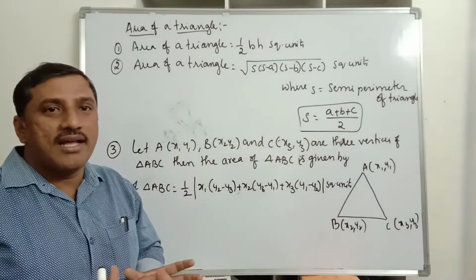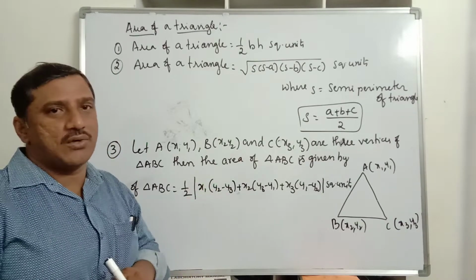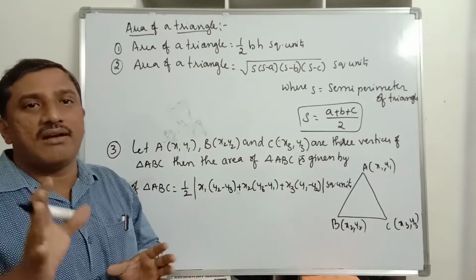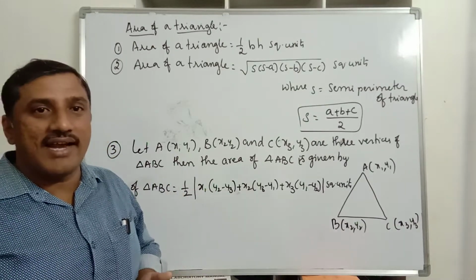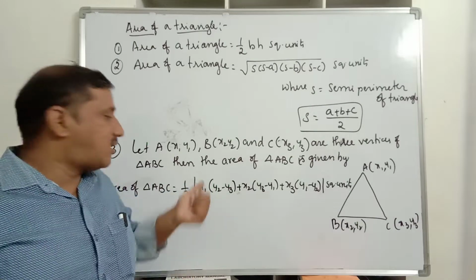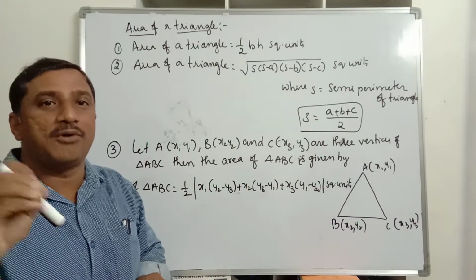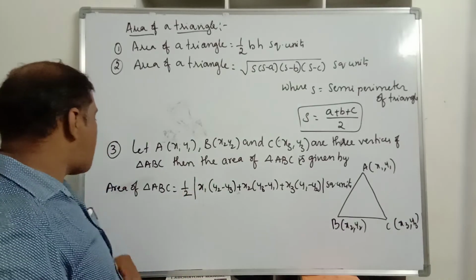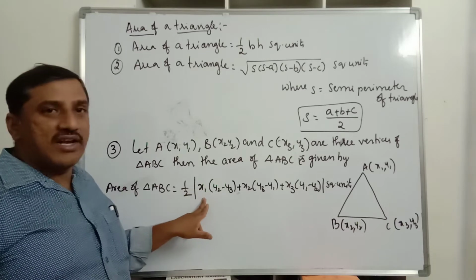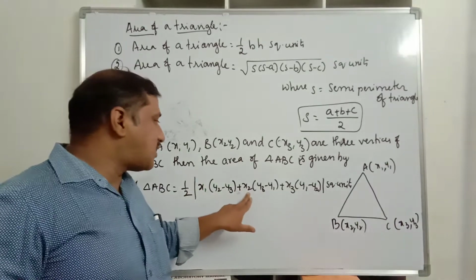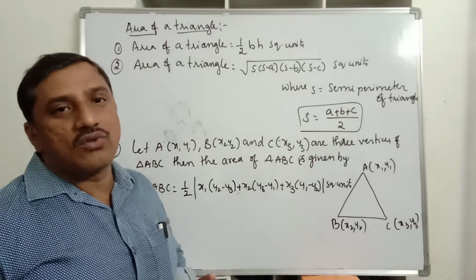Modulus means the value of a real number is always positive. Sometimes when we simplify this we will get a negative value, but area can never be negative. That's why we are using the modulus symbol. So here we will find the area of triangle ABC by using the formula half into modulus of x1 into (y2 minus y3) plus x2 into (y3 minus y1) plus x3 into (y1 minus y2) square units.